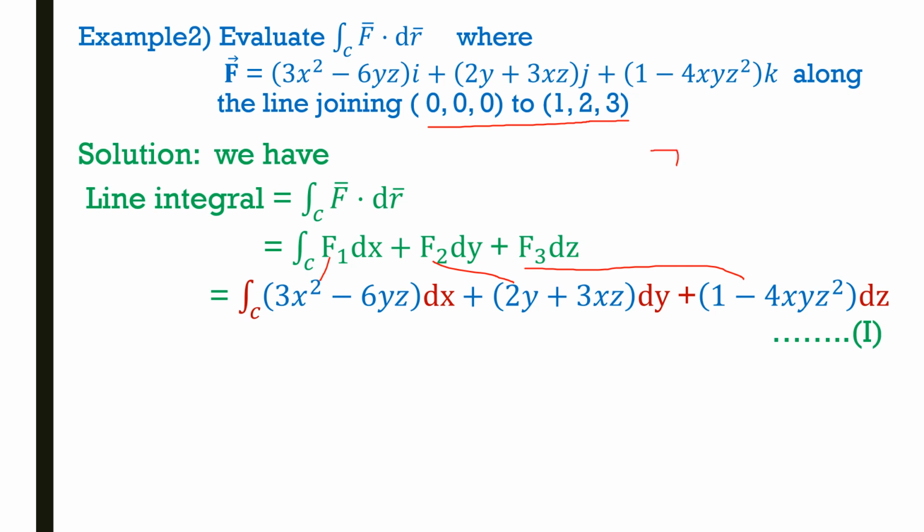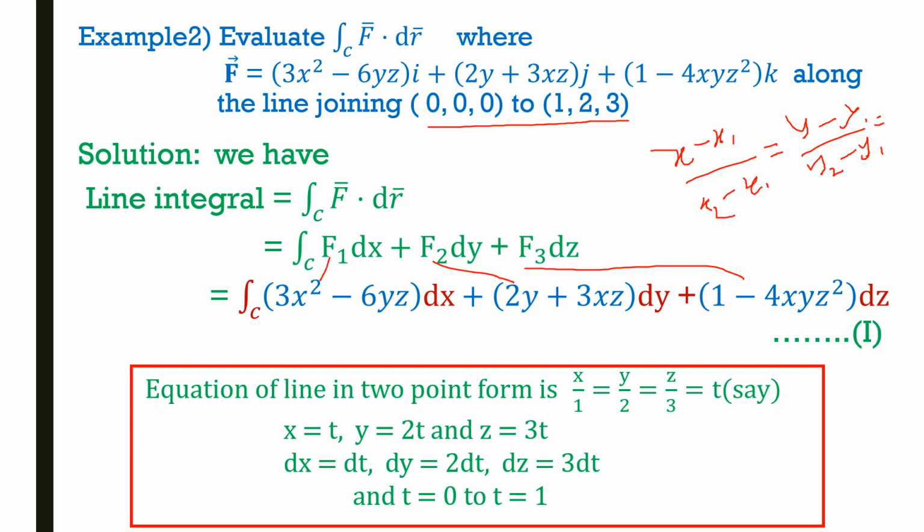So what is the 2-point form? (x − x1)/(x2 − x1) = (y − y1)/(y2 − y1) = (z − z1)/(z2 − z1), and using that we get this equation. Here, this is x1, y1, z1, and this is x2, y2, z2. So (x − 0)/(1 − 0), therefore it is x/1. Similarly y/2 = z/3, and all these ratios equal to t, say.